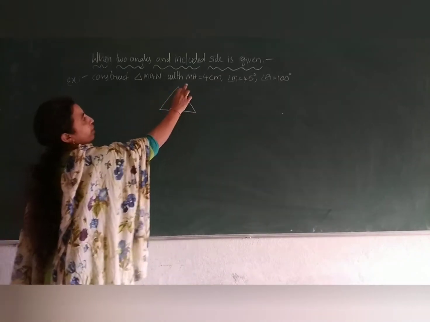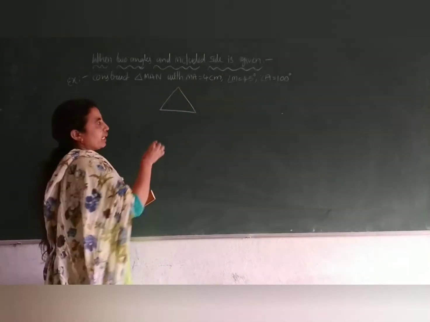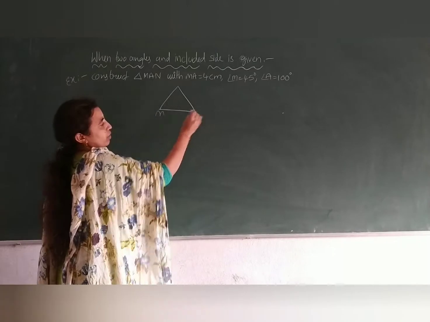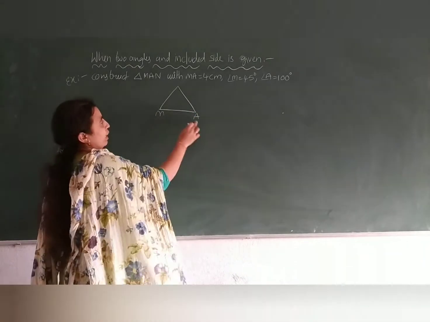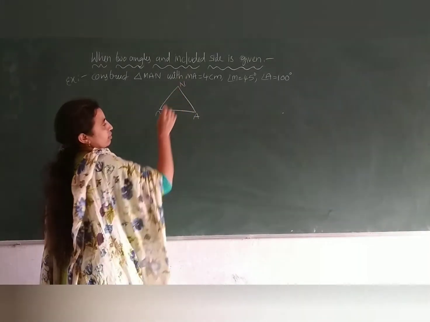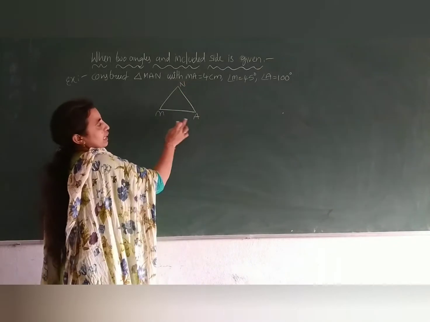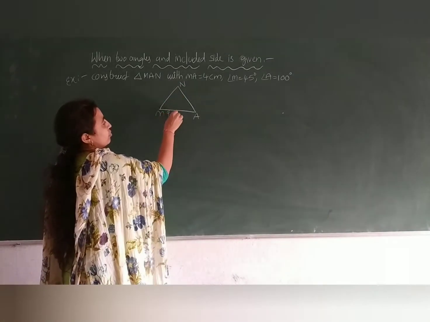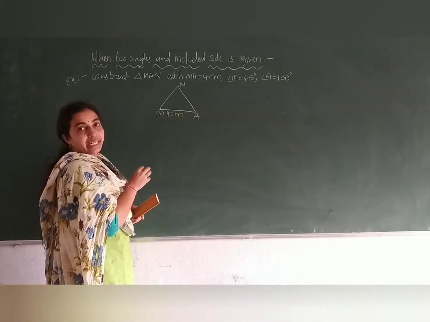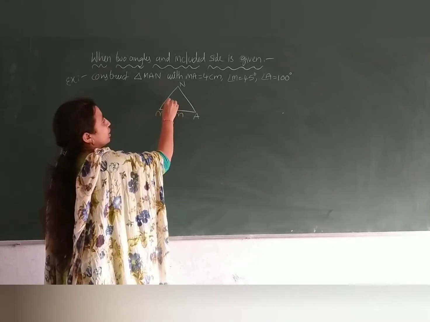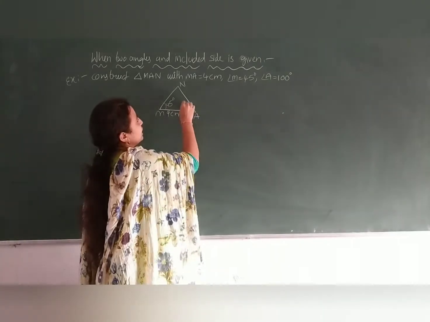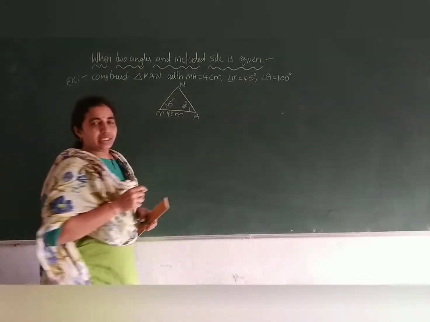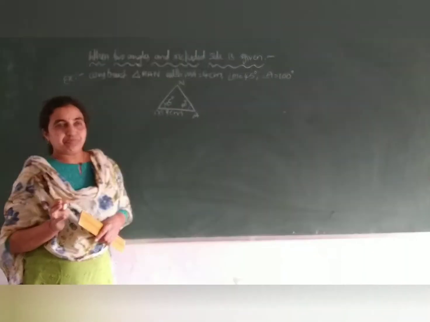Now, here only one side is given. So obviously, what you have to take? MA only you have to take. MA and then here it is N. Whatever side is given, that side only you have to take as base. Now what is the length of the side? 4 cm. And angle M is given 45 degrees and angle A is 100 degrees. Okay, this is the rough figure.